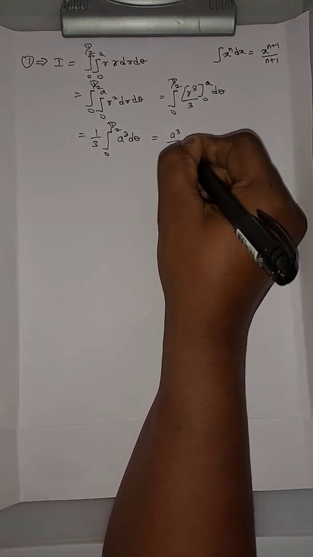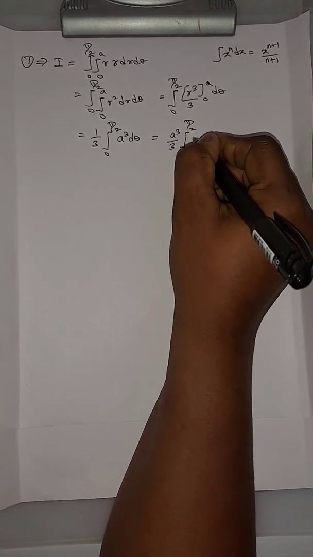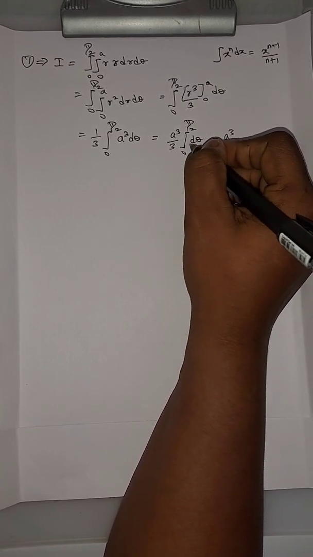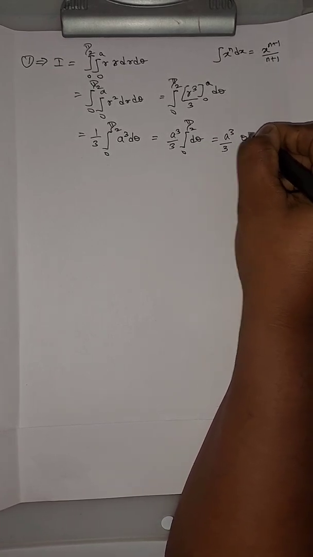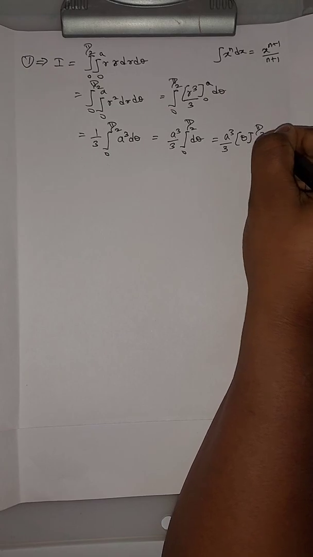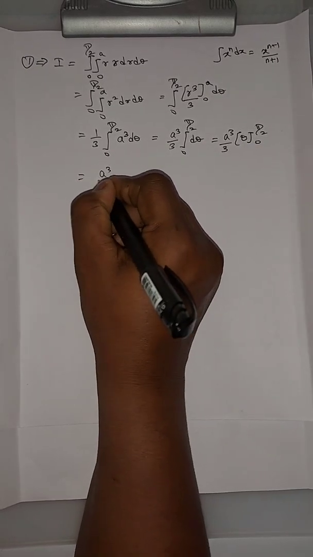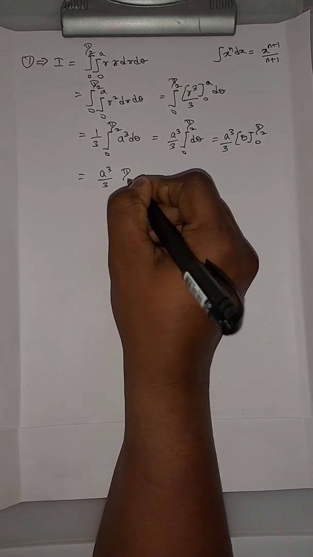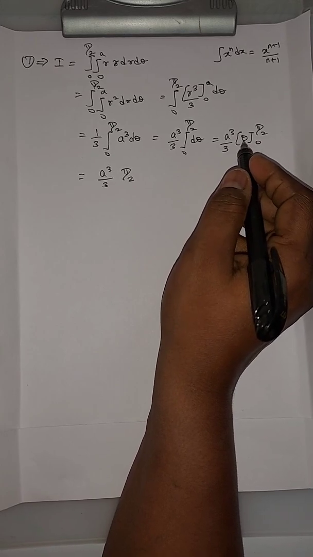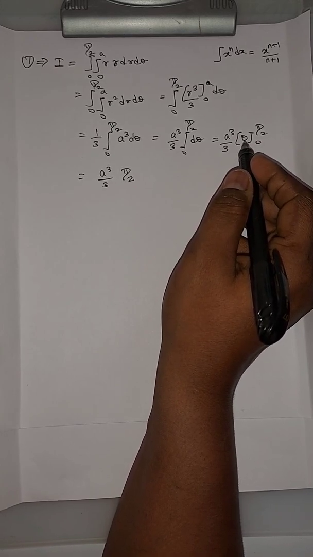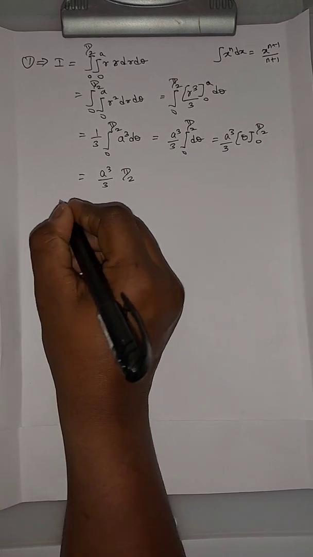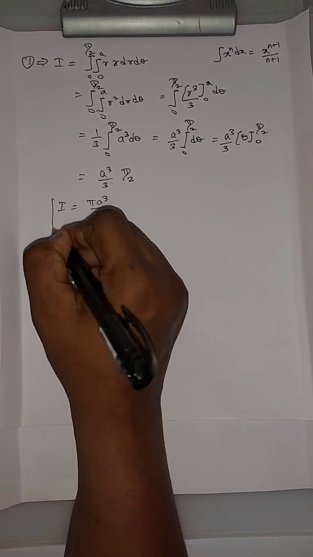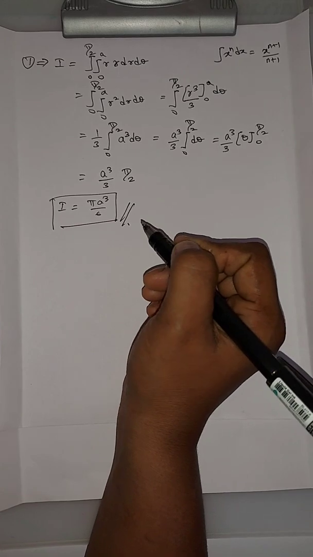So we get a cube by 3, integral 0 to pi by 2, d theta alone, which is equal to a cube by 3. The integration of d theta gives theta, with limits 0 to pi by 2, which is equal to a cube by 3, upper limit minus lower limit, which is pi by 2. The lower limit is 0, even if we substitute it becomes 0, so omitting that. So finally I is equal to pi a cube by 6. This is the required value of the integral.